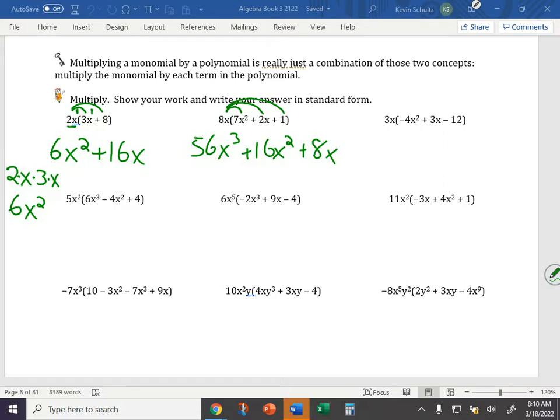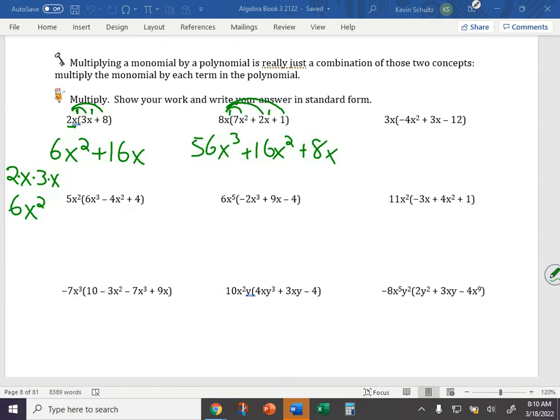I've never been more proud of you. Excellent. That is exactly right. Okay. Just remember this x has a power of 1, even though it isn't written. So you got 1 plus 2 to get that 56x cubed, 1 plus 1 here to get that 16x squared, and then 8x times 1 is just going to be itself, 8x.